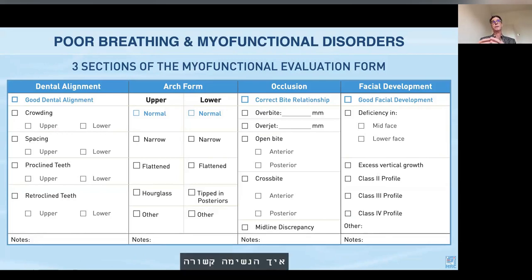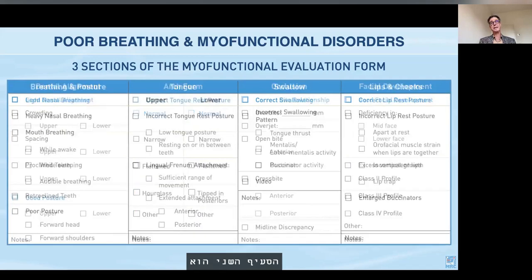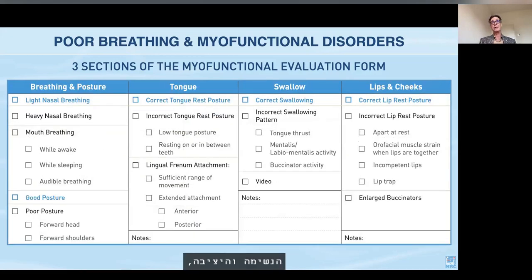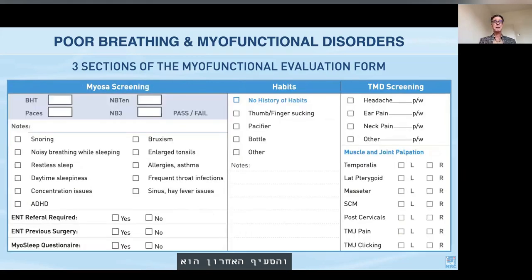How is breathing related to posture? How is breathing related to swallowing? How is swallowing related to facial development, etc.? The evaluation form has 3 sections. The first section is the dental alignment, the arch form, the occlusion, and the facial development. The second section is the breathing and posture, the tongue, the swallowing, and the lips and cheeks. And the last section is the Myosa screening, the breathing screening, the habits, and the TMD, TM joint screening.